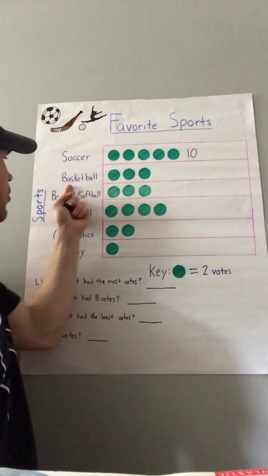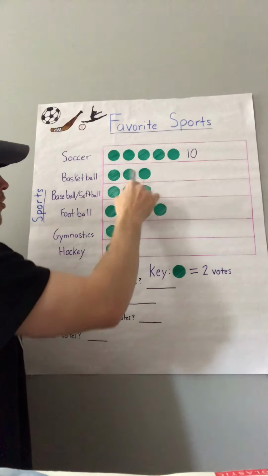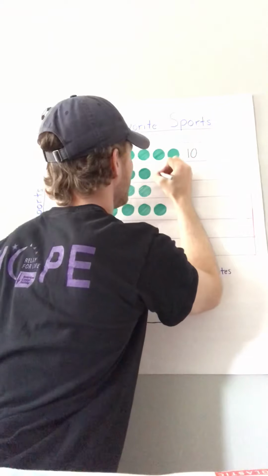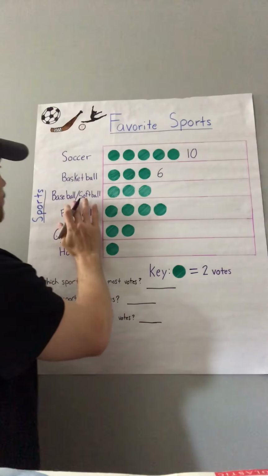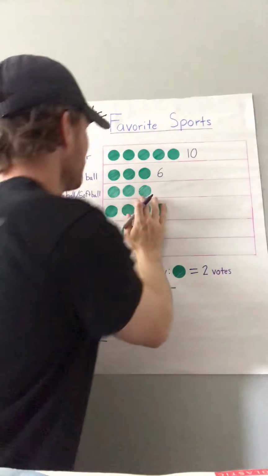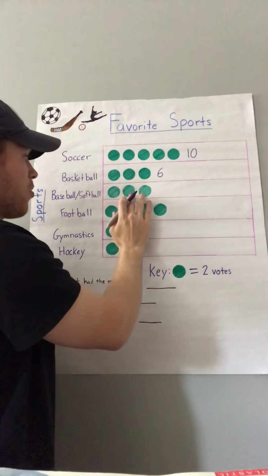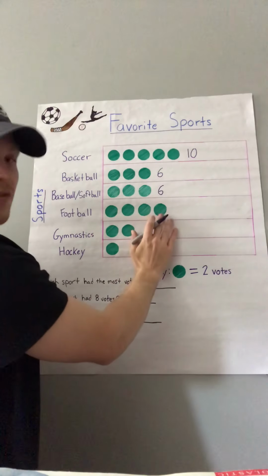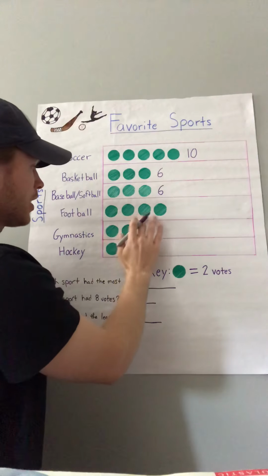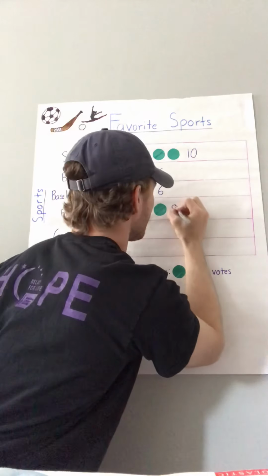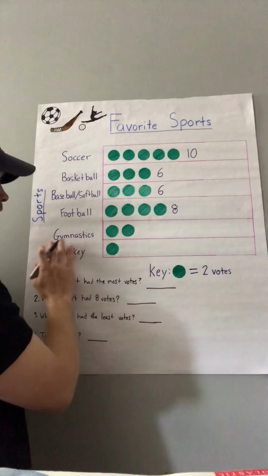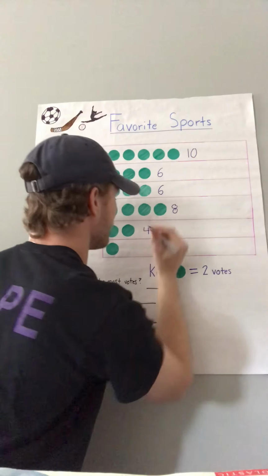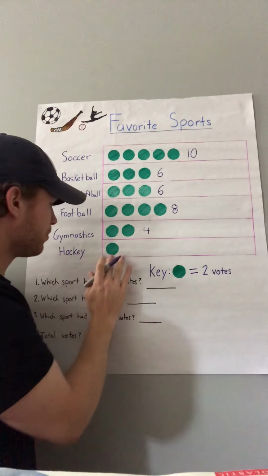So now let's go to basketball. Basketball has 3 circles, and that's count by 2s. 2, 4, 6. So 6 votes for basketball. Baseball and softball, they had 3 circles. So 2, 4, 6. So there's 6 just like basketball. Football here has 4. 2, 4, 6, 8. And now gymnastics here, they only have 2. So 2, 4. So 4 people voted for gymnastics. Hockey, sadly, only has 1.